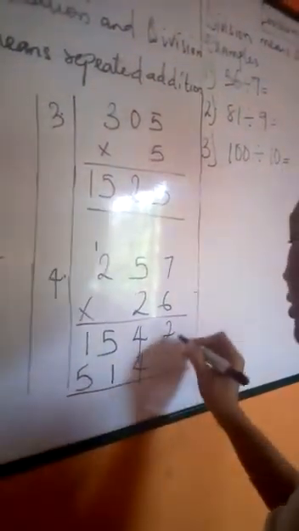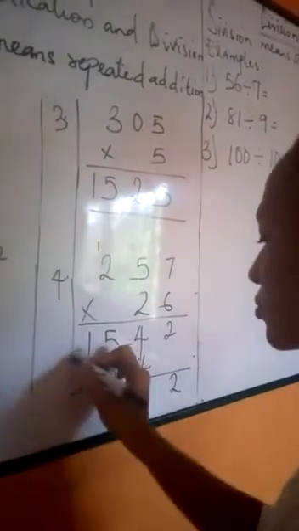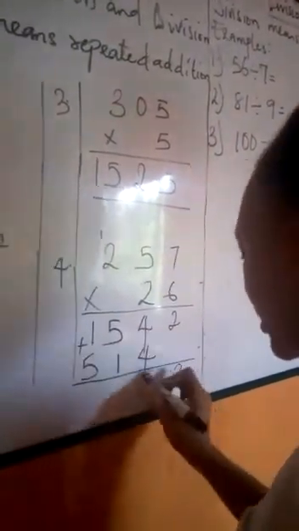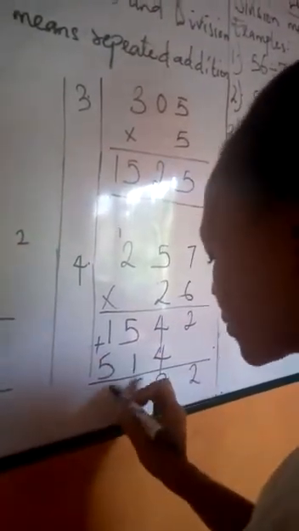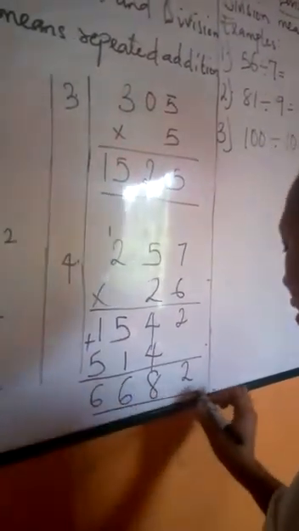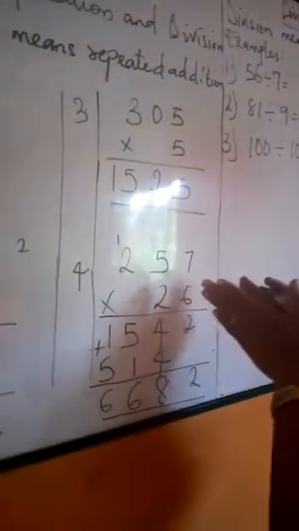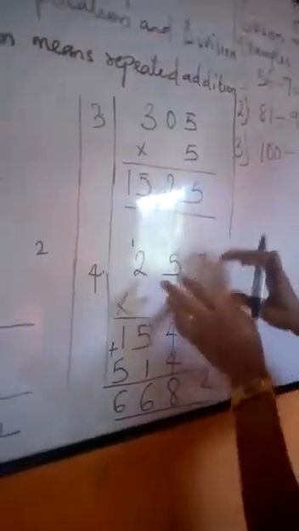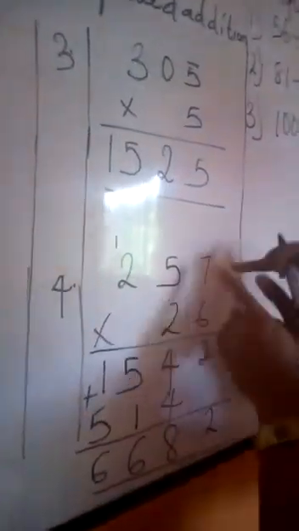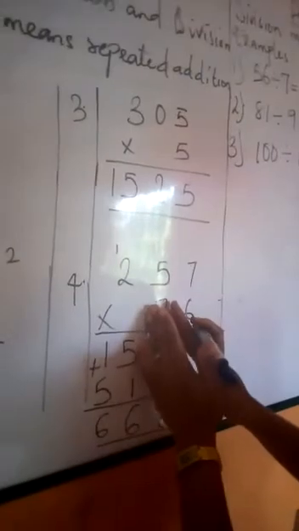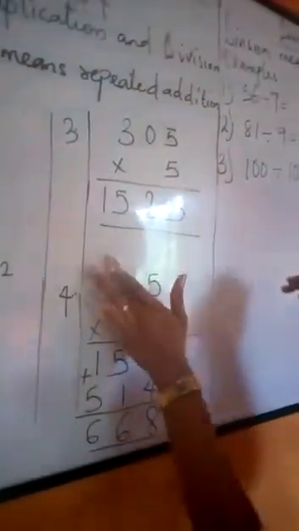I will now add. Bring down 2. 4 plus 4 is 8. 5 plus 1 is 6. 5 plus 1 is 6. So this is my answer. So the way to multiply a number by 2 digits or 3 digits is first of all start with one figure first and multiply out, and then start with the second one to multiply out.